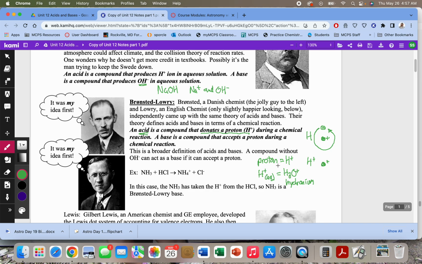But anyway, I'm just warning you that we're going to say proton a lot, we're going to say hydronium a lot, and you need to know what we're talking about. So an acid creates this. A base accepts a proton. Notice that there's no mention of OH minus because other things can accept protons besides OH minus. In the example, we have NH3. NH3, you can see, goes to NH4 plus. And so this is accepting an H plus.